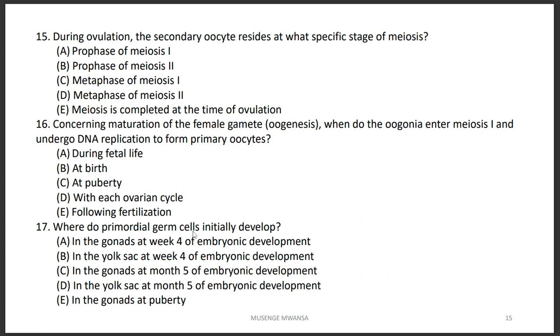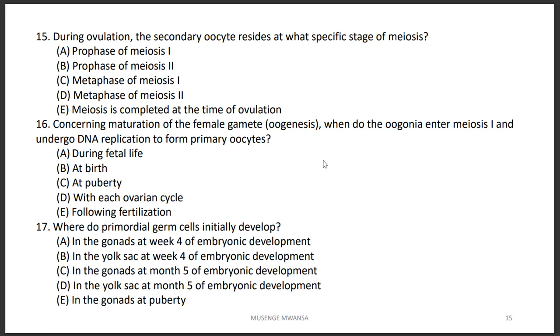Where do the primordial germ cells initially develop? In the gonads at week 4 of embryonic development, in the yolk sac at week 4 of embryonic development, in the gonads at month 5 of embryonic development, in the yolk sac at month 5 of embryonic development, in the gonads at puberty. What do you think?